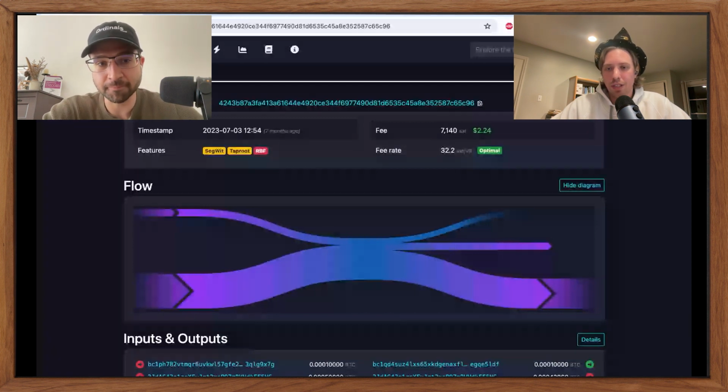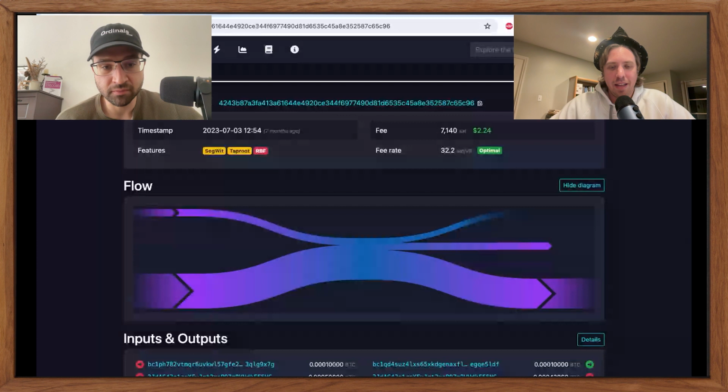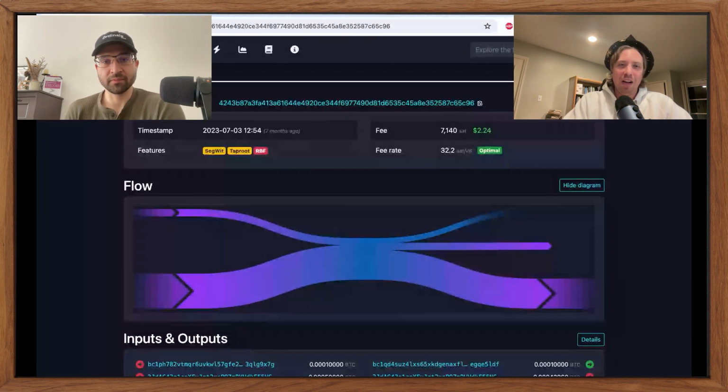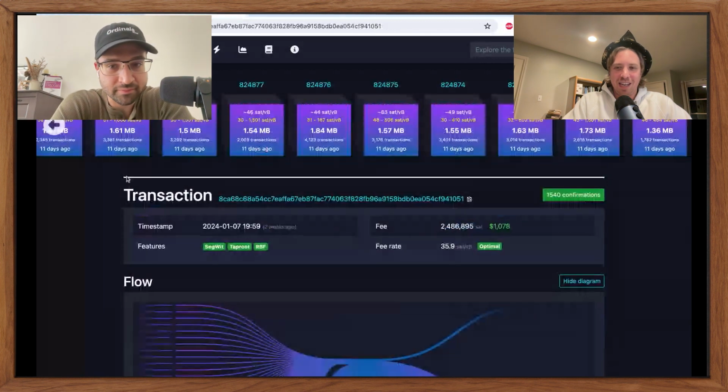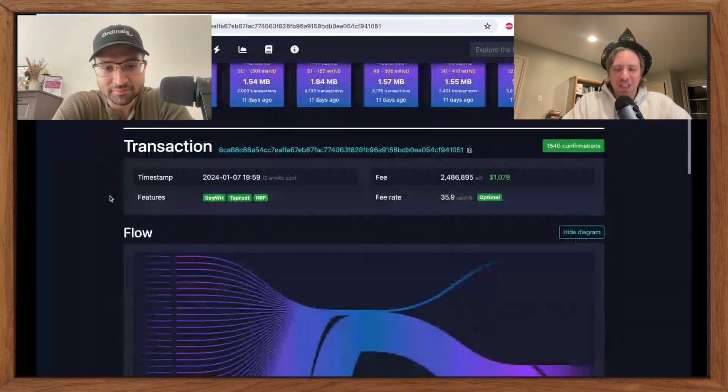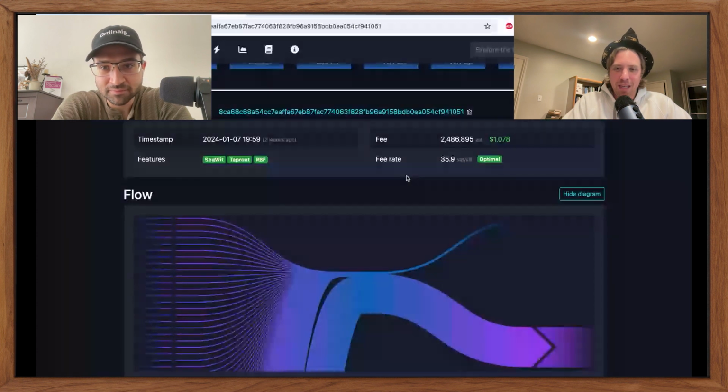Exactly. So this is a very simple transaction. I think the only way it could be simpler is if there was one input spending to one output and just paying some fees off of that. But this is about as simple as you can get. Now, let's contrast that if we head over here and check out this transaction, which is happening at a similar fee rate, just in the mid 30s. And yet the fee that was paid was over $1,000.